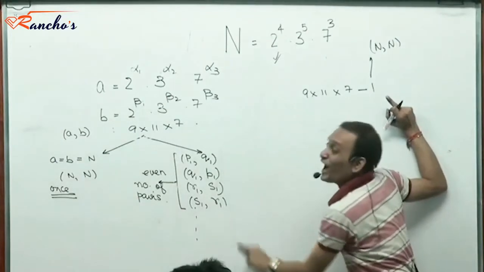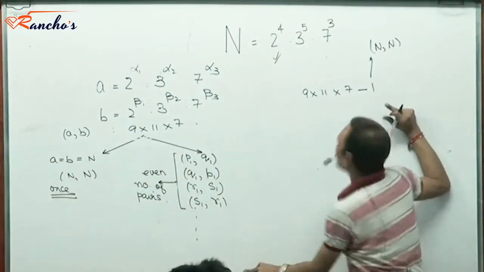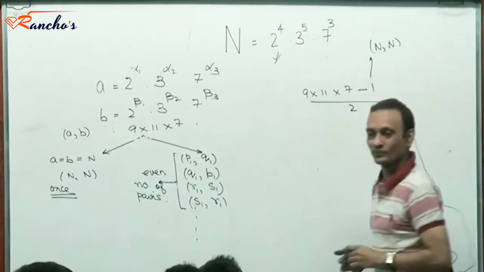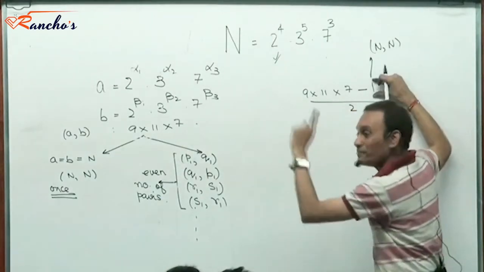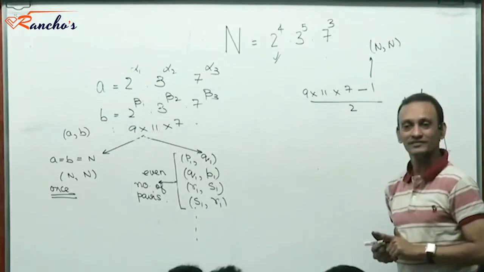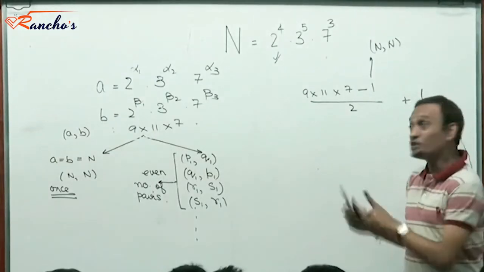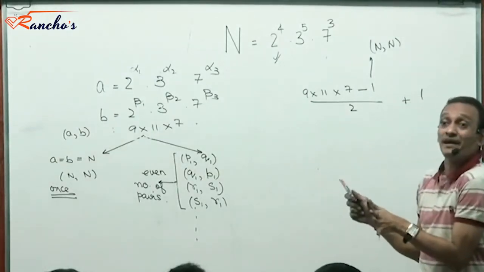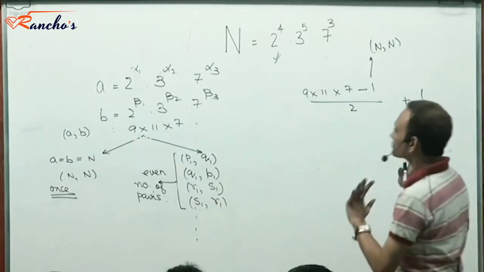But I know I need only half of these pairs. So I divide by 2. And then the one case that I removed, I restore. These would be the number of pairs A and B. I'll repeat. Look.